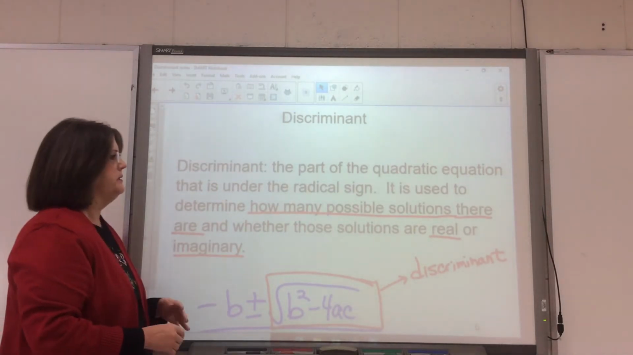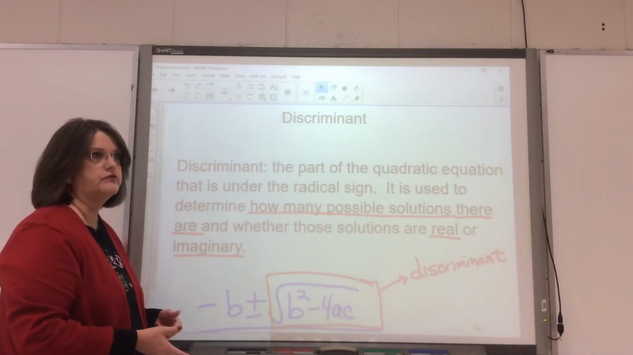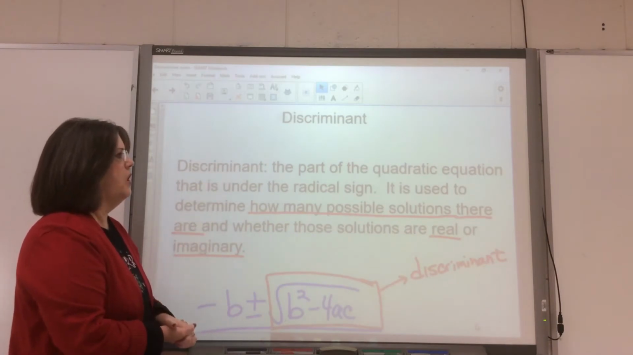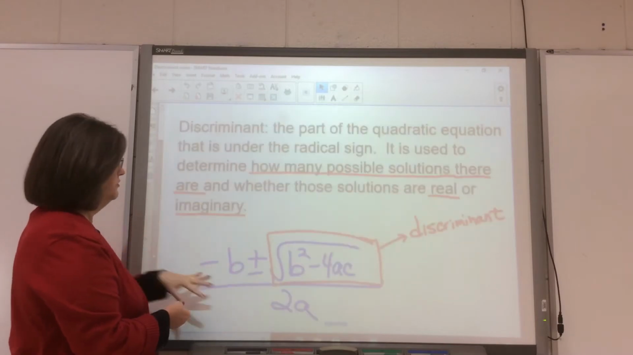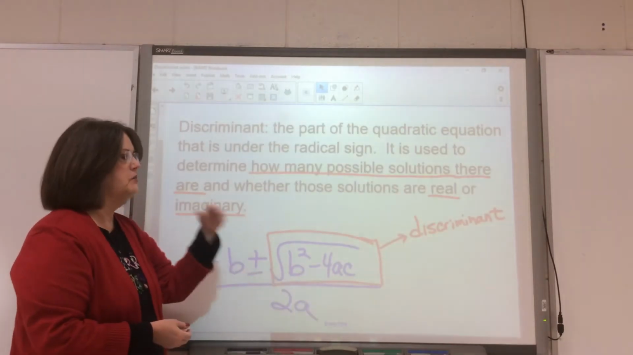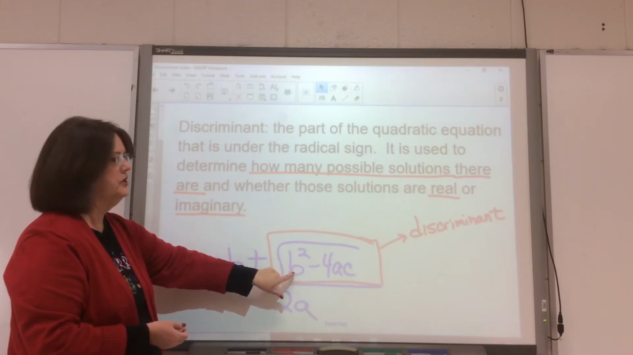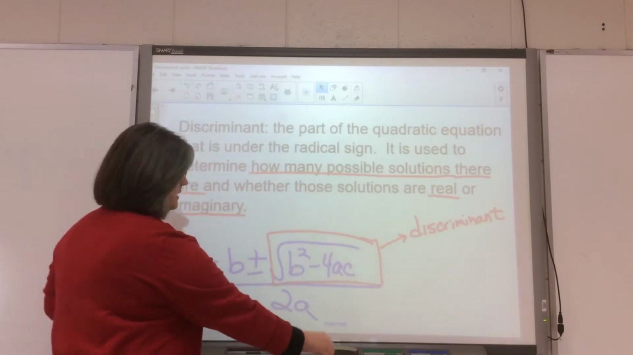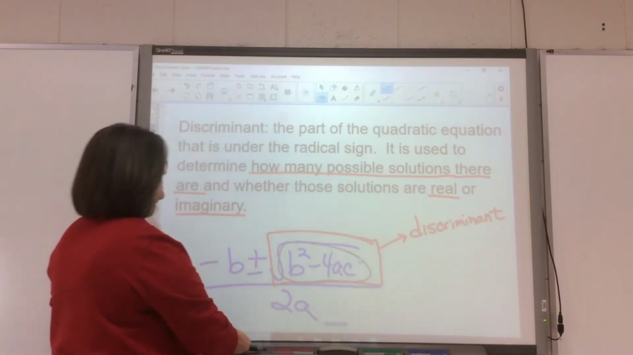Okay, today we're going to be discussing the role of the discriminant when you use the quadratic formula. The discriminant is the part of the quadratic equation that is under the radical sign. So here's the quadratic equation. When we're talking about the discriminant, we're talking about just the b squared minus 4ac. Only that part.